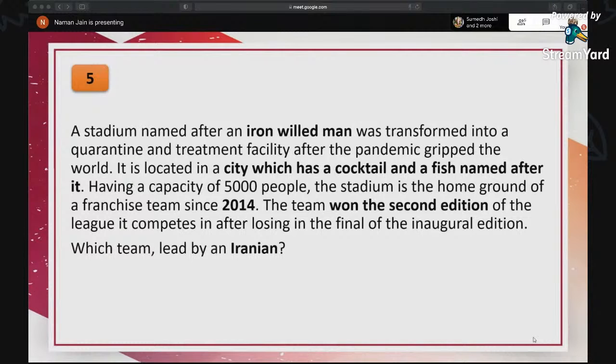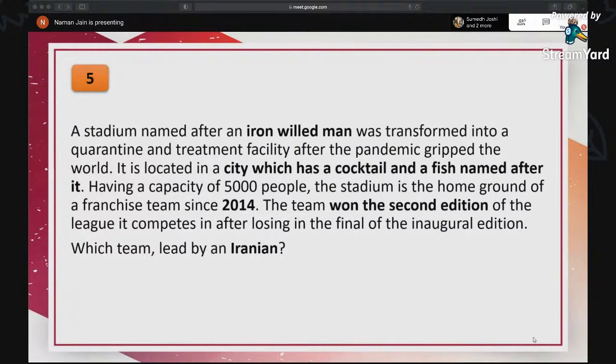The team won the second edition. Okay, so look at it carefully, read it again. Stadium is named after an iron-willed man, not of much importance, but the city is important. It has a fish and a cocktail. For the fish, I will tell you that I have seen the question a lot of times with the same framing, and it is a very popular fish. So you will get the city.